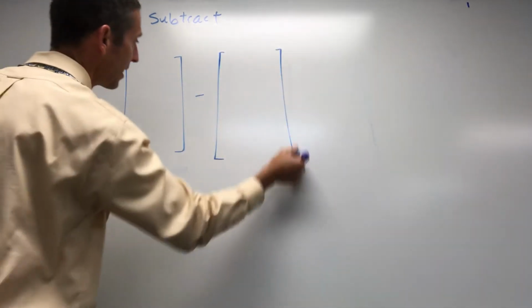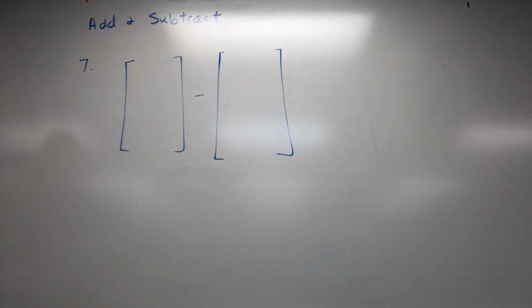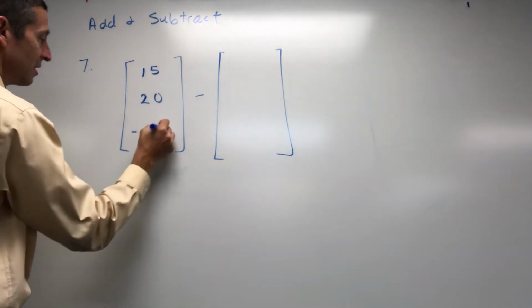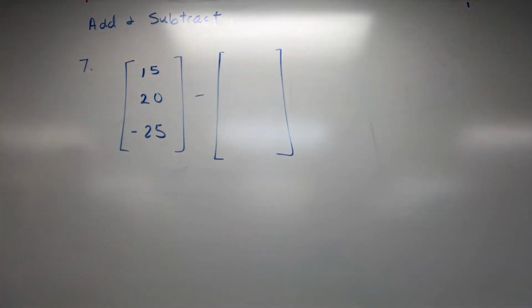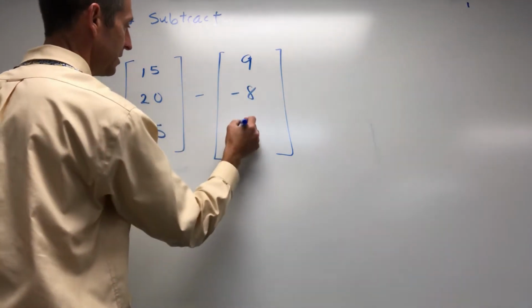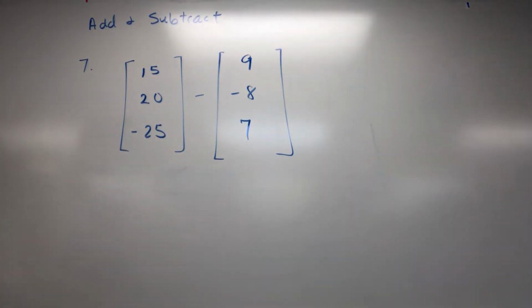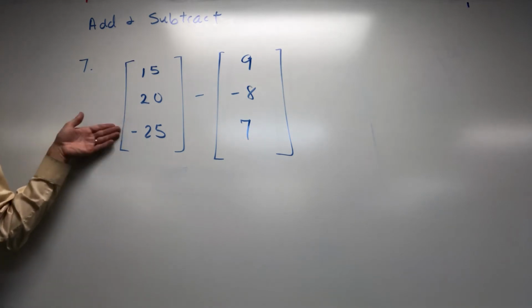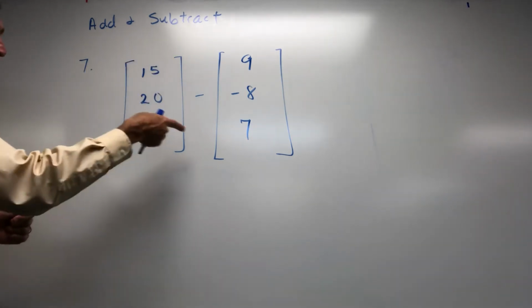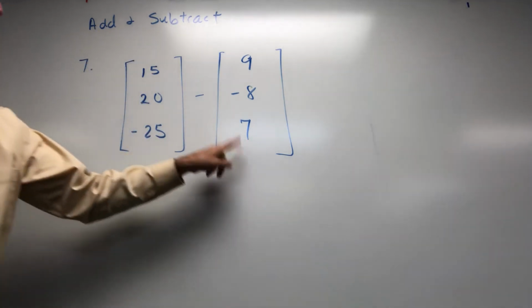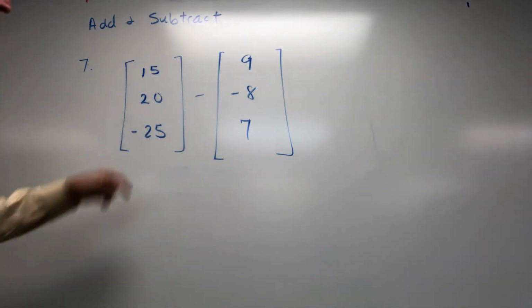Let's do a subtraction one this time. So subtraction one. Let's say we have 15, 20, -25. And this is a 9, a -8, and a 7. And incidentally, you're trying to think, okay, is this a 3 by 1 or is this a 1 by 3? So 3 rows, 1 column. 3 by 1, 3 by 1. All right, it's subtraction this time.